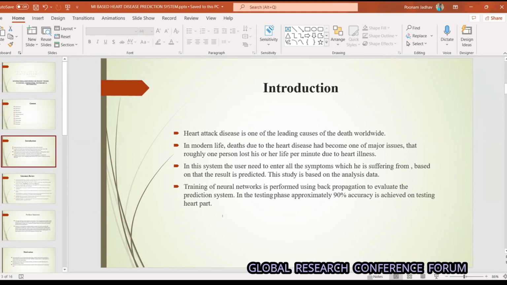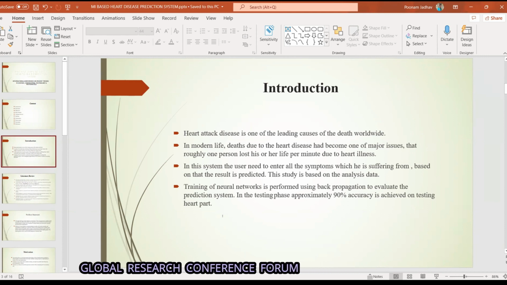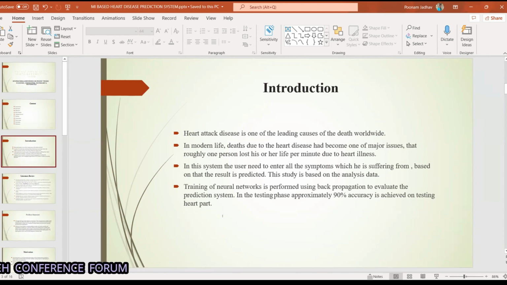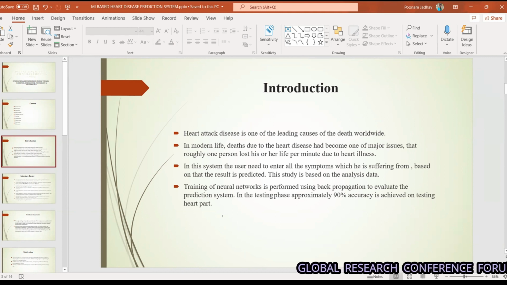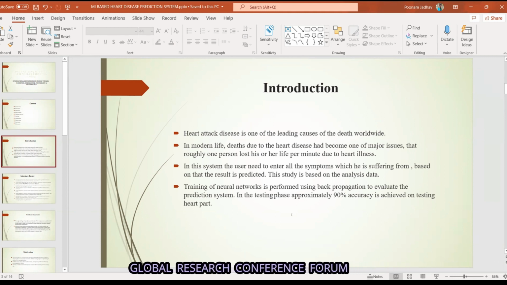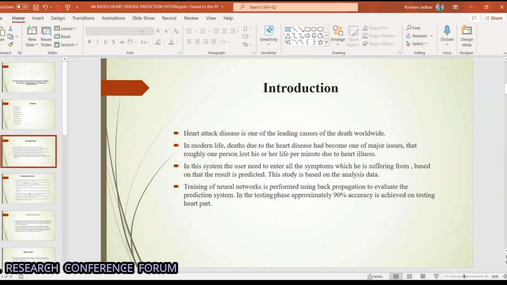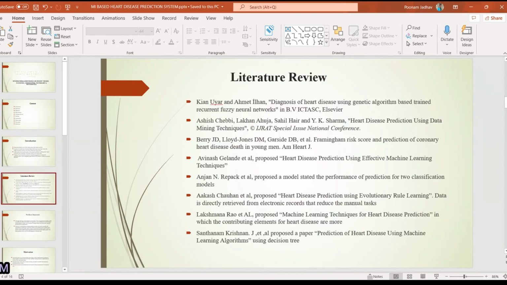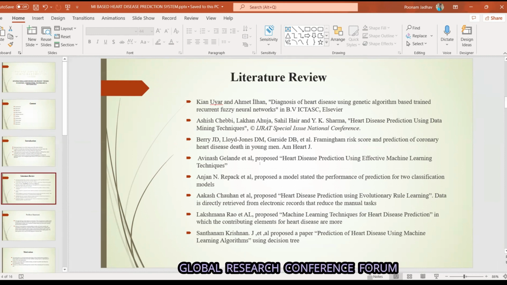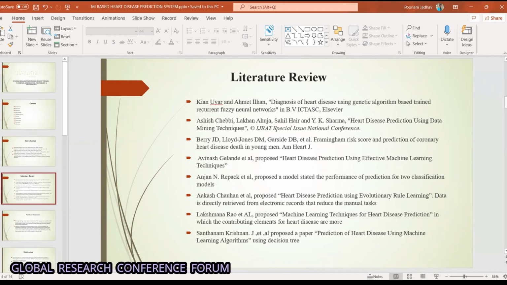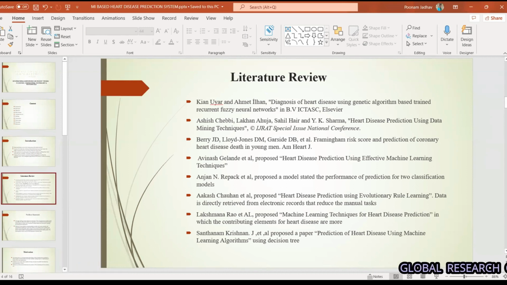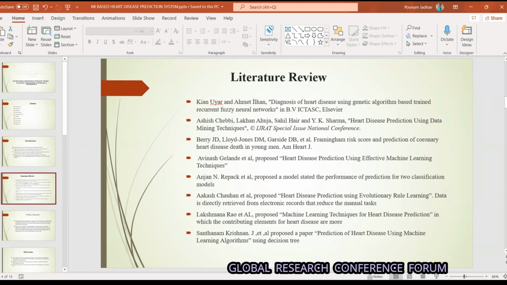By using machine learning technology, we are giving the accuracy and frequency of that disease, using methods like random forest and support vector machine, which give the accuracy of the disease. These are the different literature reviews of papers already published on this system. For now, we are getting 80% or 85% accuracy for the project.